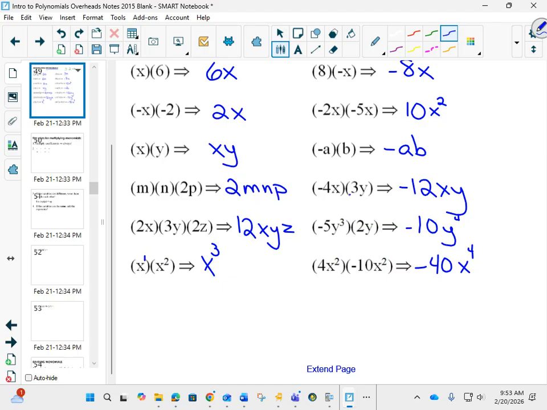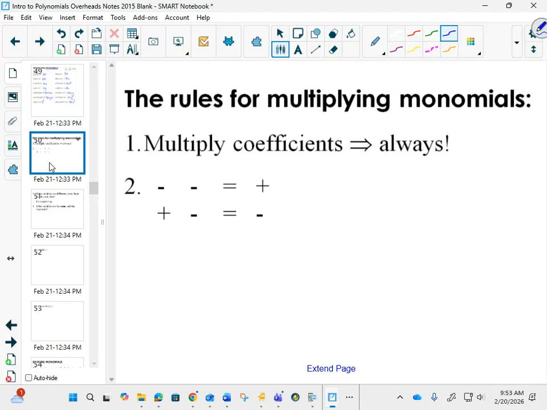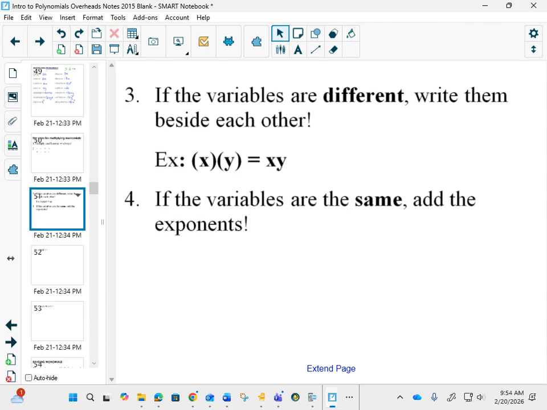So if we took what we just did here and wrote some rules, what have we noticed? We always multiply the numbers in front together. A negative times a negative is positive, a positive times a negative is negative. So some things from our integers that we had before. So first, always multiply your coefficients. Second, if the variables are different, they just get smushed together.